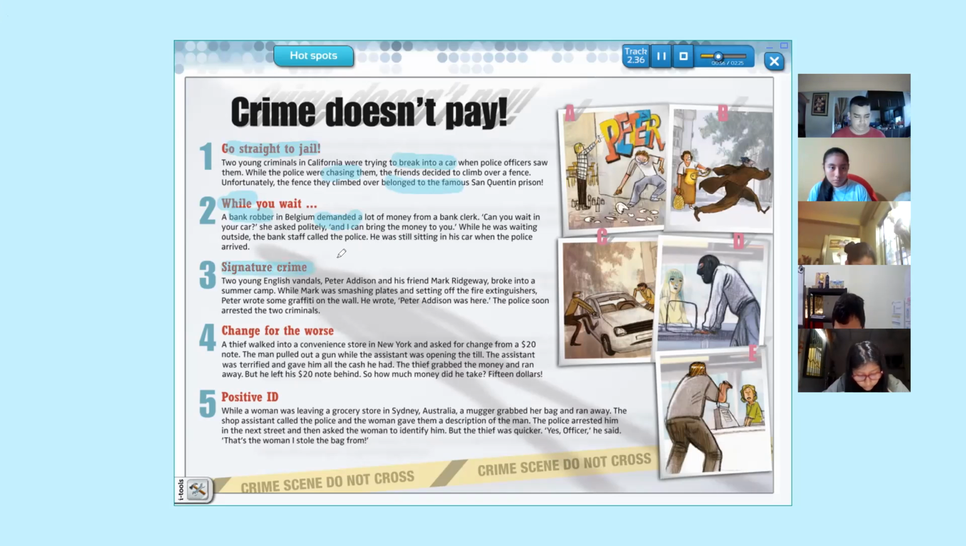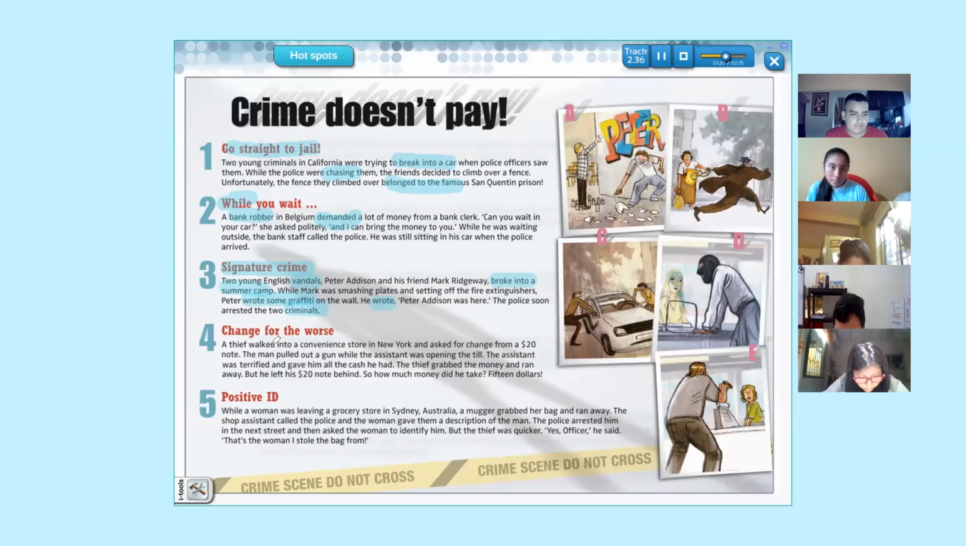3. Signature crime. Two young English vandals, Peter Addison and his friend Mark Ridgway, broke into a summer camp. While Mark was smashing plates and setting off the fire extinguishers, Peter wrote some graffiti on the wall. He wrote, "Peter Addison was here." The police soon arrested the two criminals.